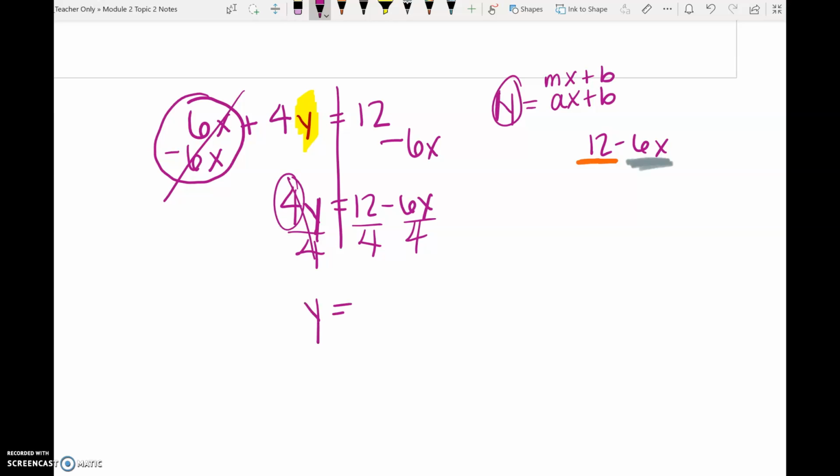So I have y equals 12 divided by 4, which is 3. I can't simplify 6 divided by 4, so I'm just going to leave it as a fraction.